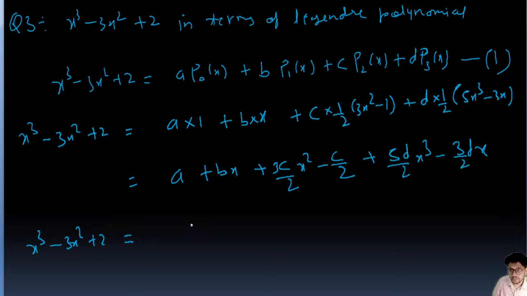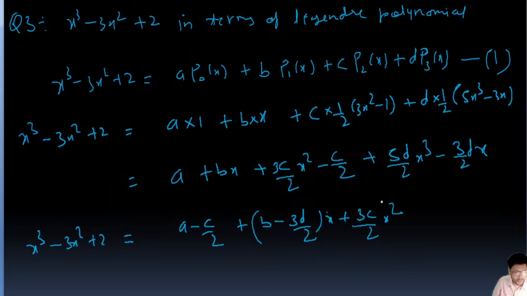Now we'll put the constants together. a minus c by 2 plus b minus 3 by 2 d x together. This is 3d by 2 x plus 3c by 2 x square and plus 5 by 2 d x cube. Okay, so just give me 1 second, guys.